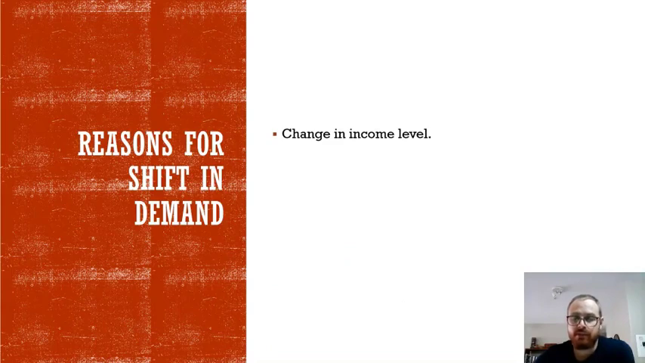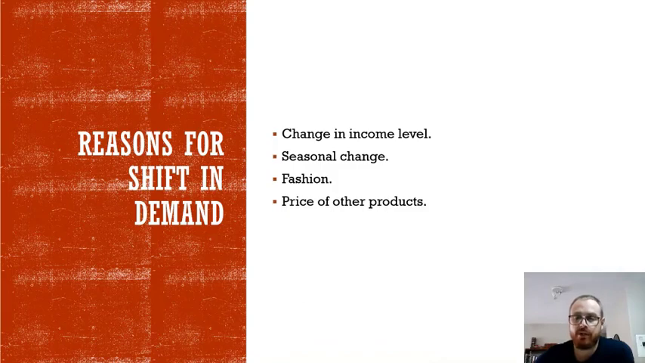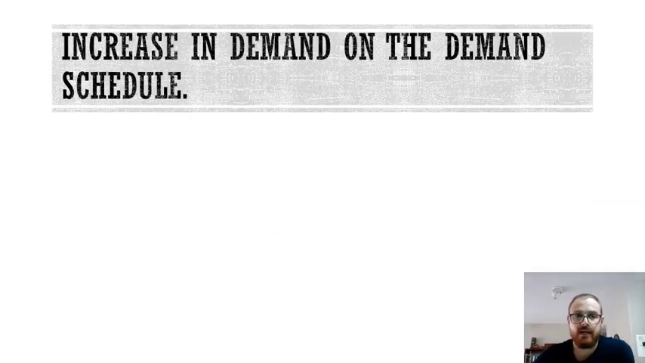Reasons for shift in demand. Change in income levels. So remember, the product still costs the same, but because people have more money, they will buy more of the products. Seasonal change. Remember, the ice cream is going to cost the same in the middle of the winter compared to the middle of the summer, but because more people will buy ice cream in summer, the demand for the ice cream is bigger because of the season. Fashion, price of other products, availability of other products.